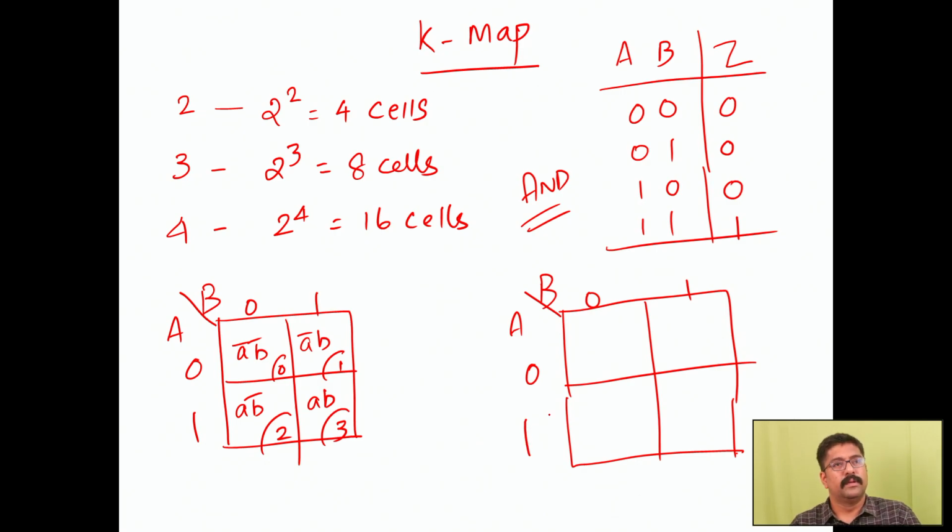Okay, now if A is 0, B is 0, the output is 0. So this cell implies A is 0, B is 0, so the output is 0.